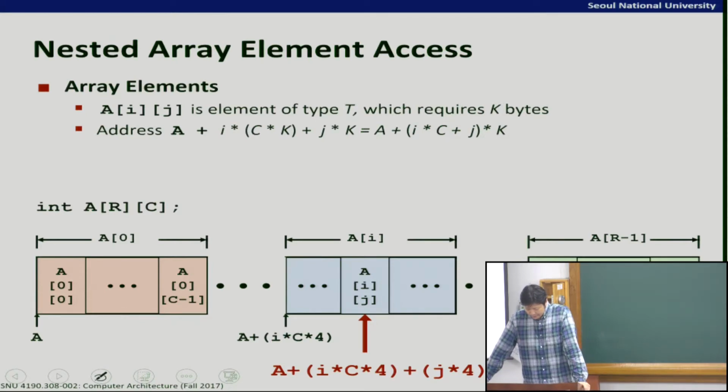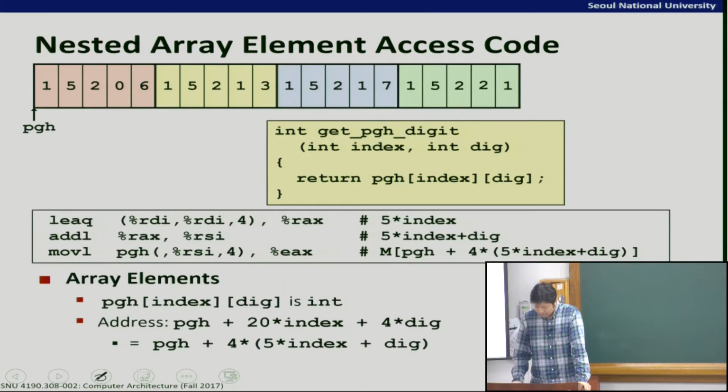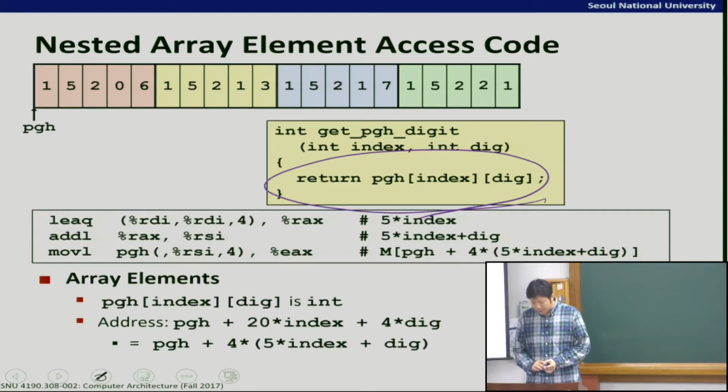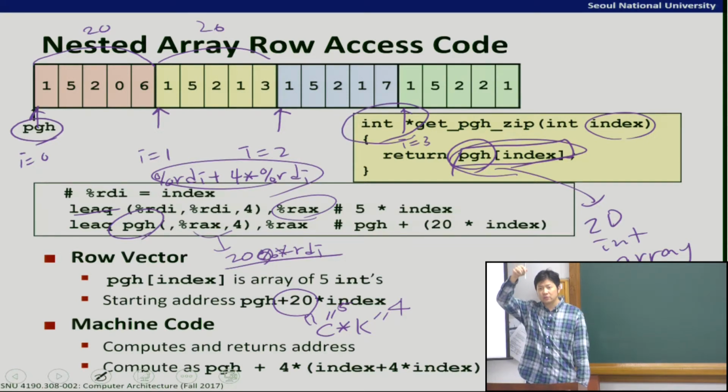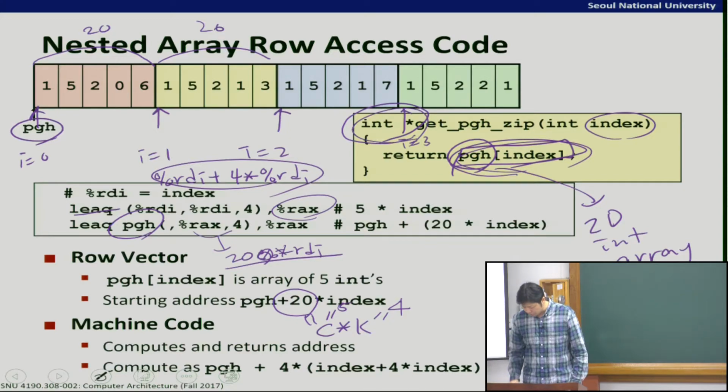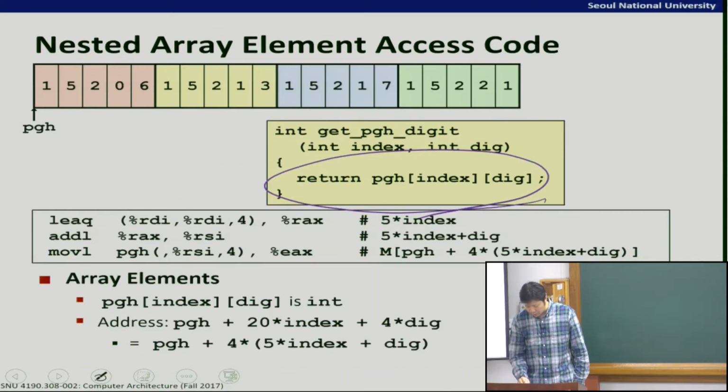So to generalize, let's say you want to access a specific element, like this, in the next slide. Note that in this case, you return a specific digit of the zip code, right? In the previous example, two slides ago, you returned the integer pointer, which is the starting address of the zip code. So the difference is, in this case you return an integer pointer, and in this case you return an integer, this value.